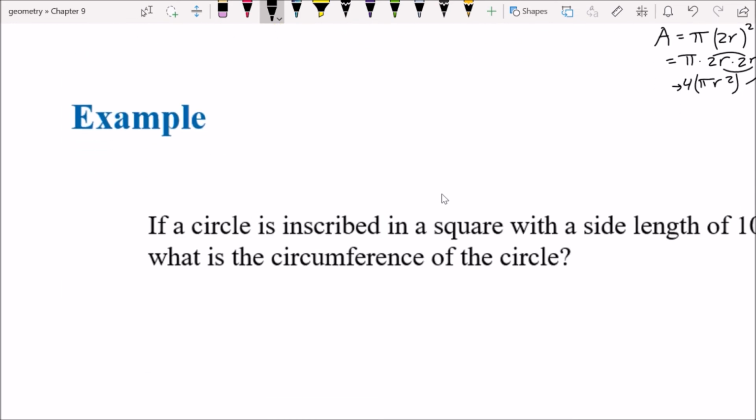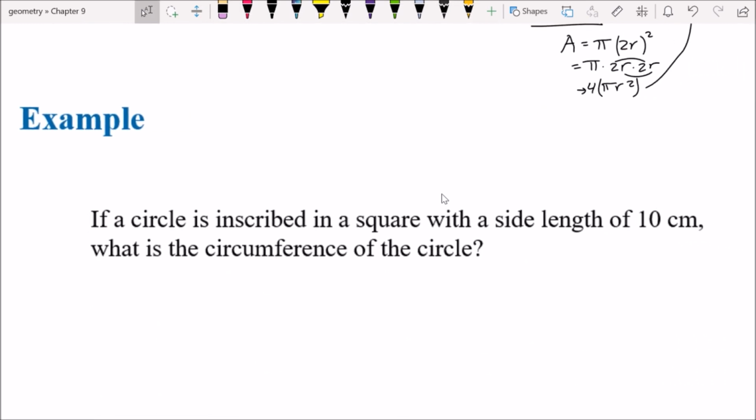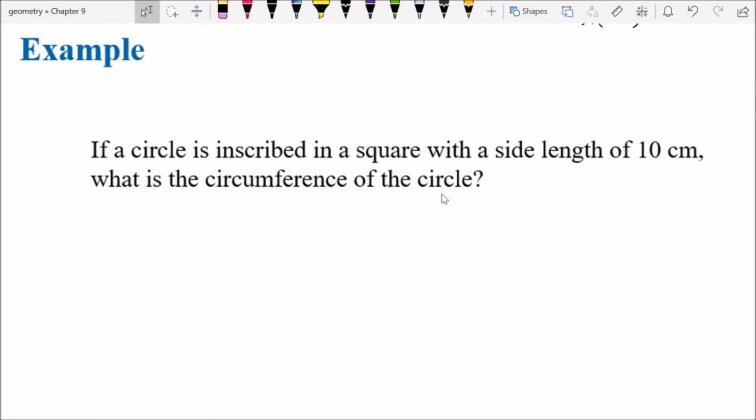Let's look at another example. This would be a great time for you to pause the video and give this example a try on your own. If a circle is inscribed in a square with a side length of 10 centimeters, what is the circumference of the circle? Let's give it a try.